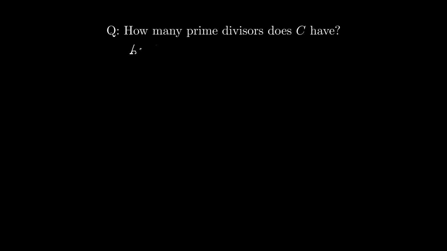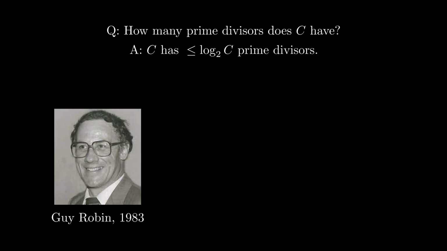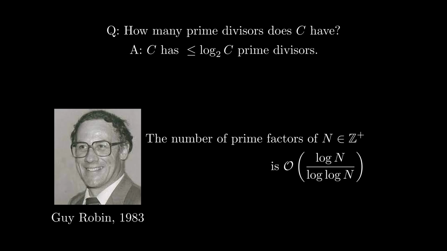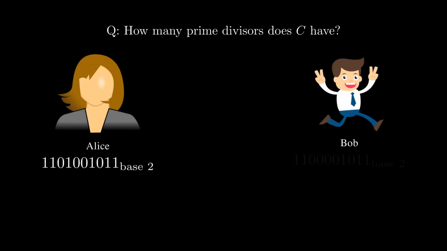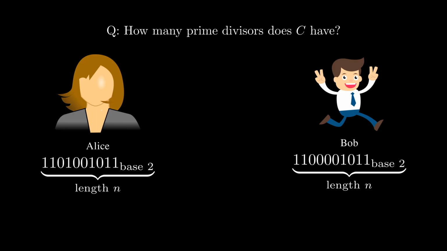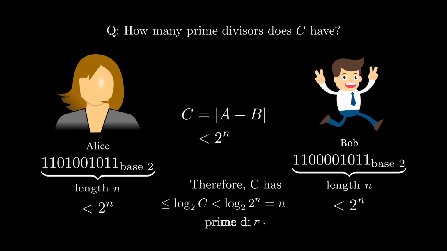It turns out that C has less than or equal to log base 2 of C prime divisors. This fact follows from the result of Guy Robin, who in 1983 showed that the number of prime divisors of a number n is O of log n divided by log log n. Note, since A and B are both less than 2 to the n, then C is also less than 2 to the n. So C has less than or equal to n prime divisors.